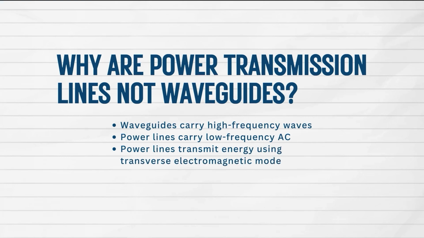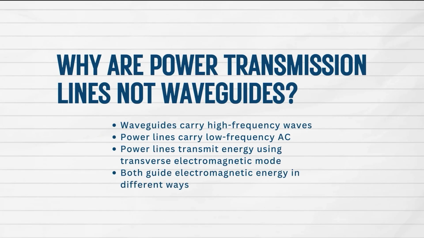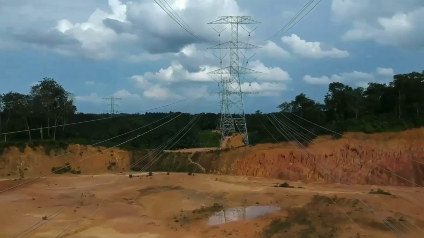Instead of bouncing waves, power lines transmit energy through conductors using transverse electromagnetic, also known as TEM mode, which means no internal reflection is involved. So while both do guide electromagnetic energy, they do it in completely different ways.